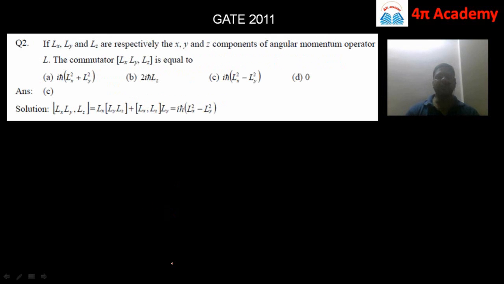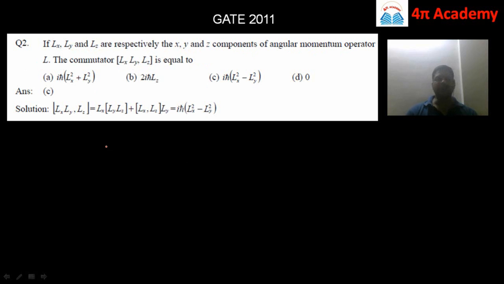Now let us look at the second problem. This is the problem from GATE 2011 examination. That is, if Lx, Ly and Lz are respectively the x, y and z components of angular momentum operator L, then the commutator bracket for Lx, Ly, Lz is equal to.